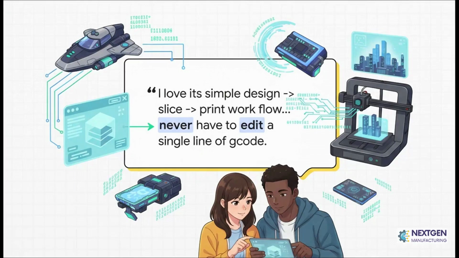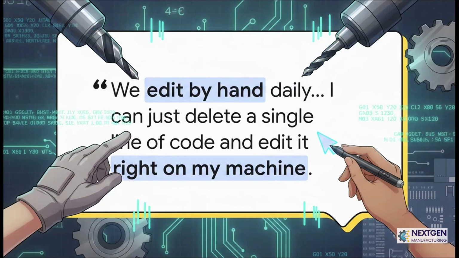In the 3D printing world, for most people, G-code is just this magical thing that happens in the background. As this person on Reddit says, the workflow is just beautiful and simple. You design something, you slice it, and you hit print. They've made hundreds of parts and have never, ever had to look at or edit a single line of code. But then you jump over to the CNC world, and wow, it is a completely different ballgame.